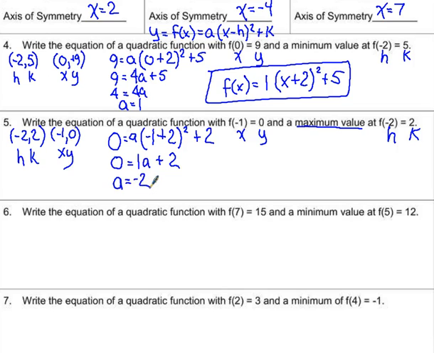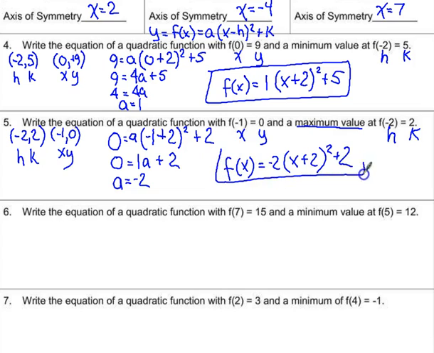We're almost there. All we have to do is plug in our values into the formula that we're given, which is f of x is equal to -2 times x plus 2 quantity squared plus 2. That is our final answer.